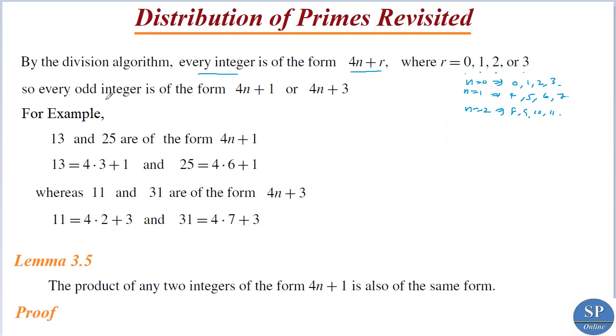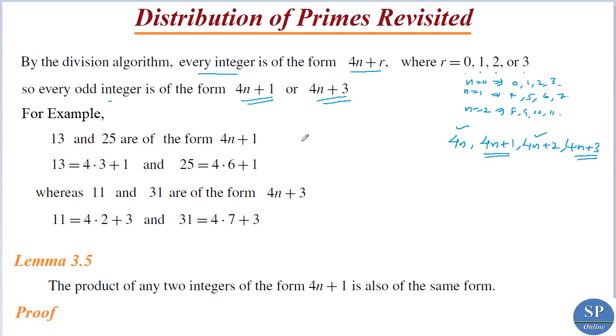So every odd integer is of the form 4n plus 1 or 4n plus 3. That is, we can express every integer in one of the forms 4n, 4n plus 1, 4n plus 2, 4n plus 3. Here 4n and 4n plus 2 are even, so every odd integer can be written in the form 4n plus 1 or 4n plus 3.